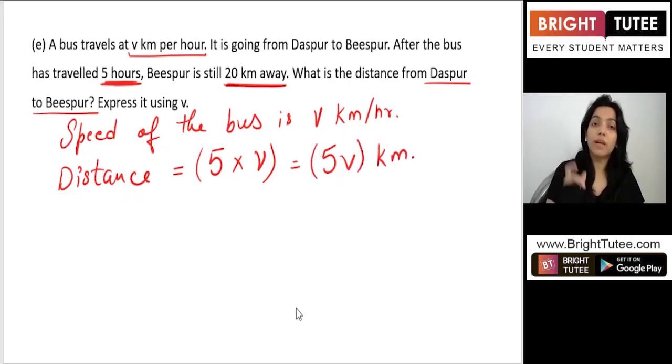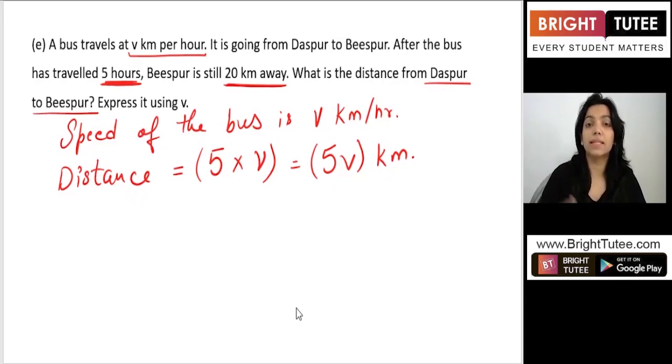So what are we given? We are given the speed, that is V kilometers per hour. We were also given that bus has traveled for 5 hours. So if bus has traveled 5 hours, that means we can calculate how much distance bus has traveled. That is 5 times the 5 that is the number of hours. So 5 times V, that is the speed.